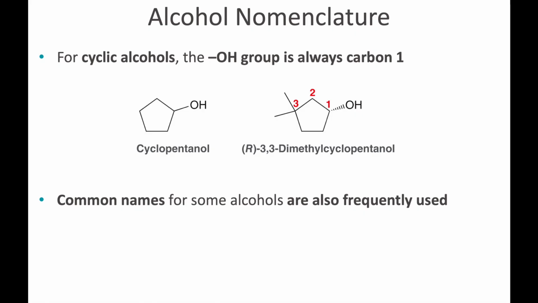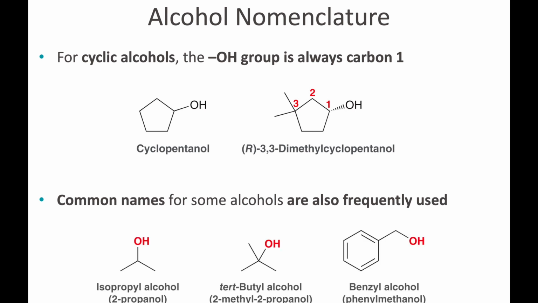For cyclic compounds, the hydroxyl group is always carbon number 1, so you don't have to specify an actual locant for it. So for example, here we have cyclopentanol to the left, and to the right, we simply call it R-3,3-dimethylcyclopentanol. And there are some alcohol molecules with common names that you should be familiar with.